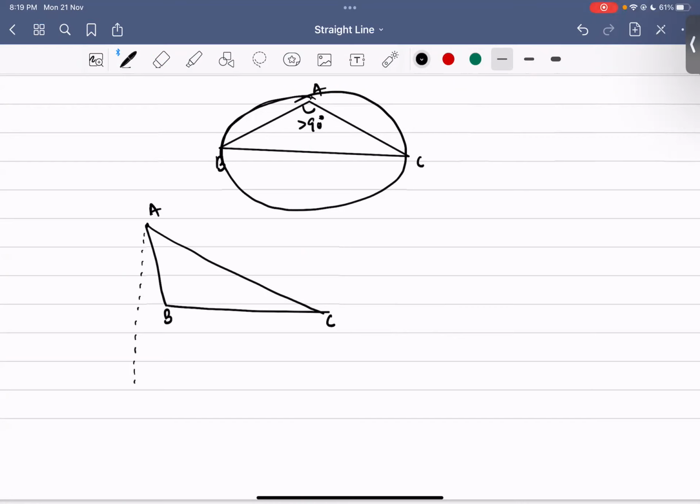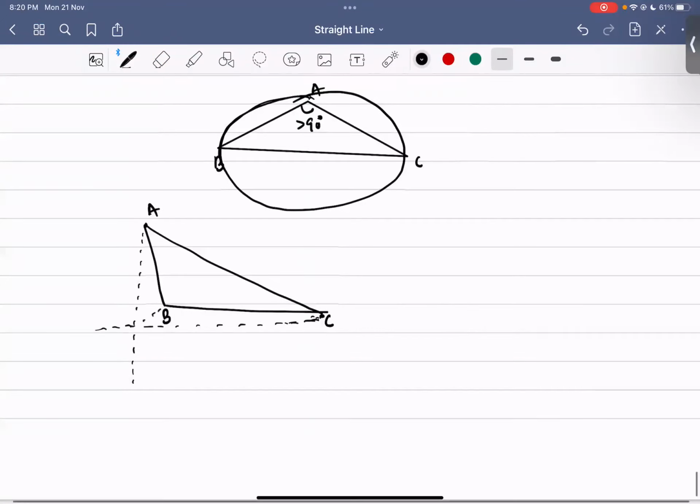This is one altitude and this is another altitude. This is a rough diagram. So this is another altitude and the third altitude is this one. So the point of concurrency of altitudes is what? Orthocenter. Where does the orthocenter lie? Outside the triangle or not?